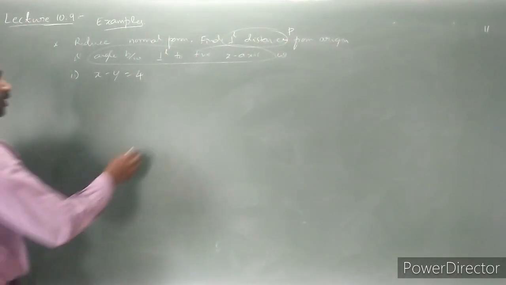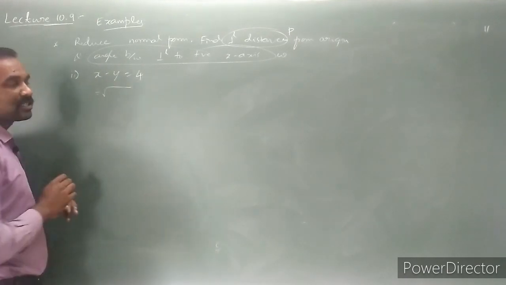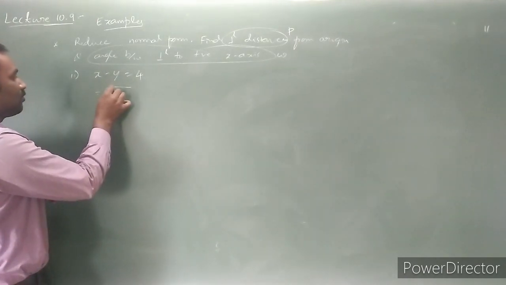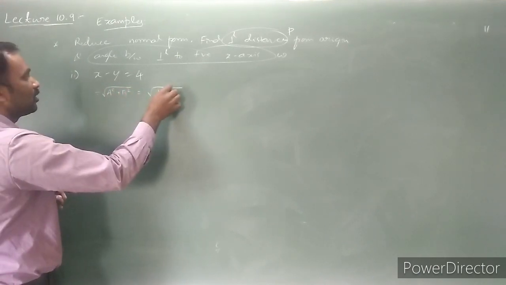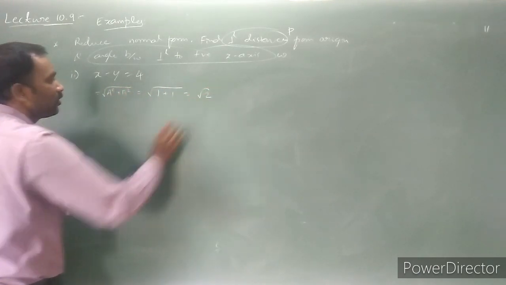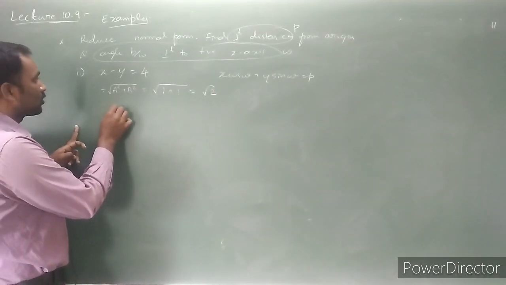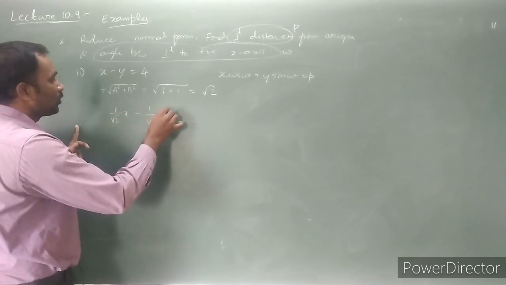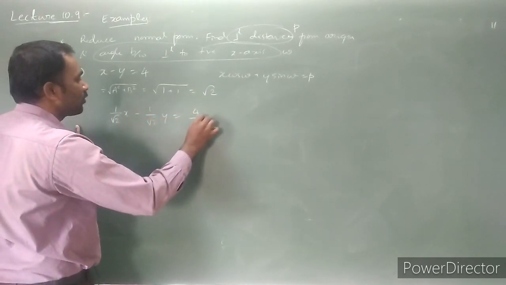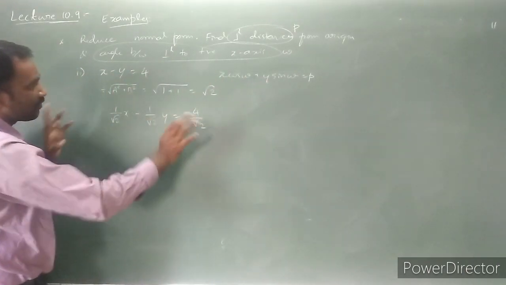I just solve. It is in the standard form. So here, directly, when the right hand side is positive, dividing by root of a square plus b square, which is root of 1 plus 1, is equal to root 2. Yes. Dividing through by root 2, so 1 divided by root 2 x minus 1 by root 2 into y is equal to 4 divided by root 2. The same equation is converted and divided.